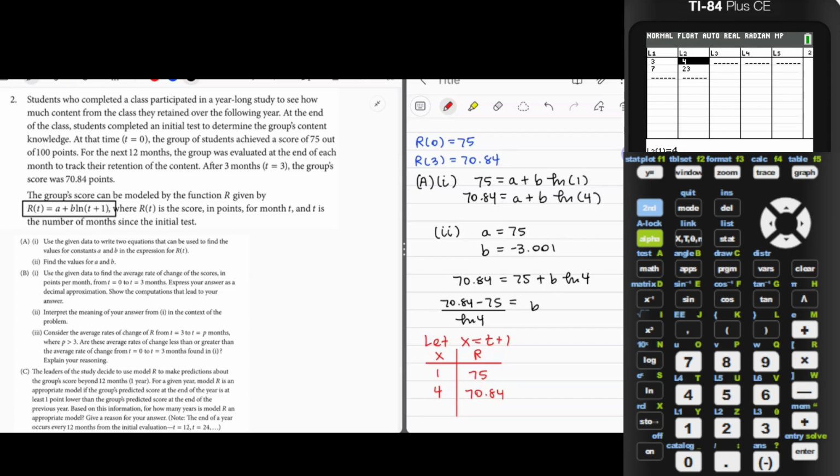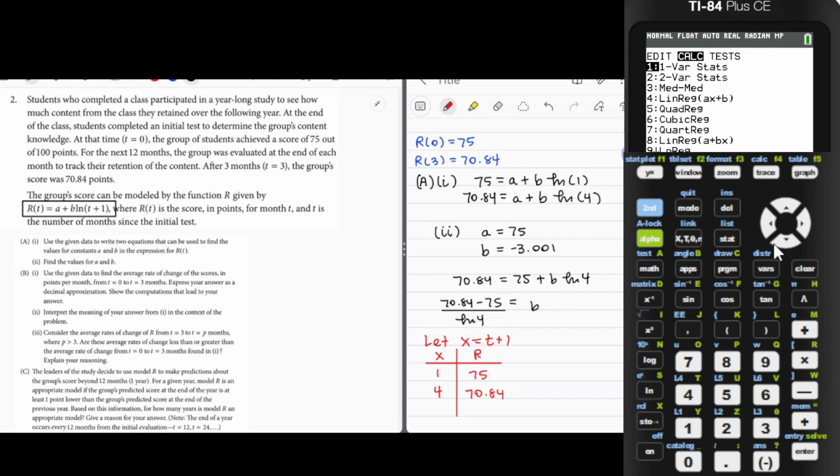And what you'll see is if I do 1 and 4 versus 75 and 70.84, and I run that natural log regression, which is option 9, I should get the same thing. I might just store that one into y1. And then we get the same thing, 75 and negative 3.001. And making sure we go back at the end, x is equal to t plus 1, so a plus b times log of t plus 1, a and b are going to be the same.